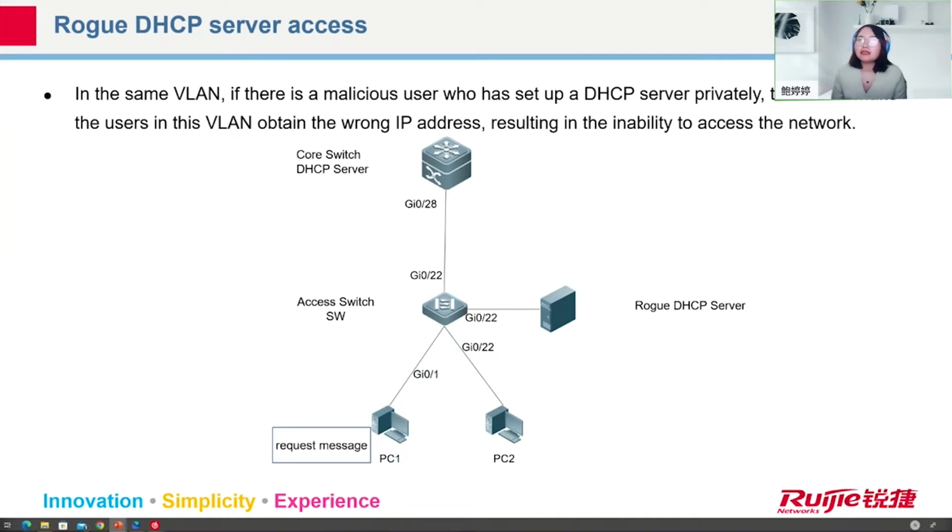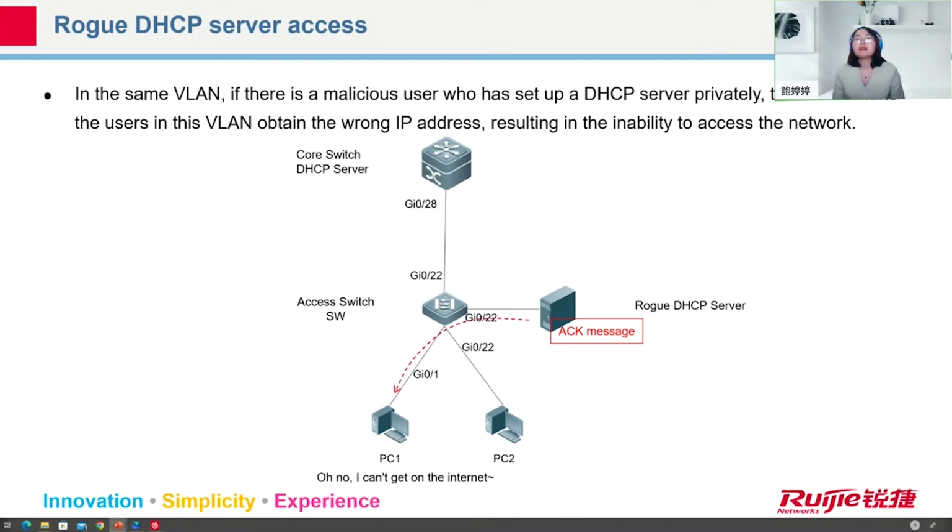So later it will send the request, and this request message will be sent to the DHCP server, and the DHCP server will give the acknowledgement to tell you, okay, now you can use this IP address. But finally, I get an IP address, but I cannot go on the internet.